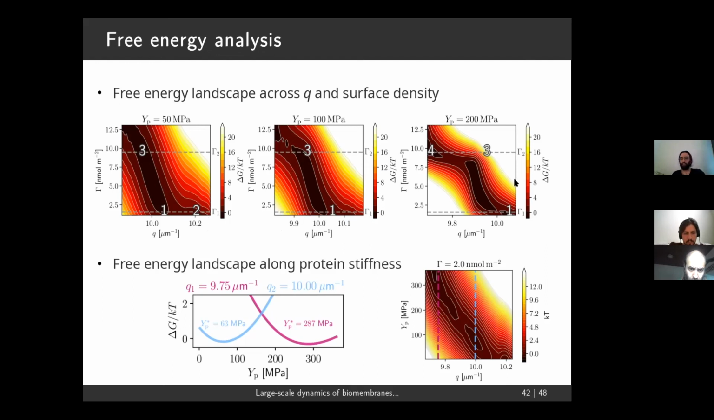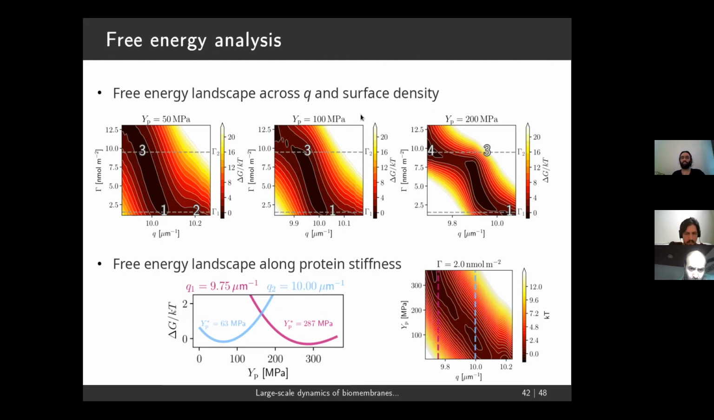And we can see a varying behavior based also on the stiffness of the protein. So for this very successful case, for which we had the largest clusters, we can see that the minimum of the free energy persists more or less as we increase the surface density. So whatever was aggregated remains aggregated for higher concentrations.